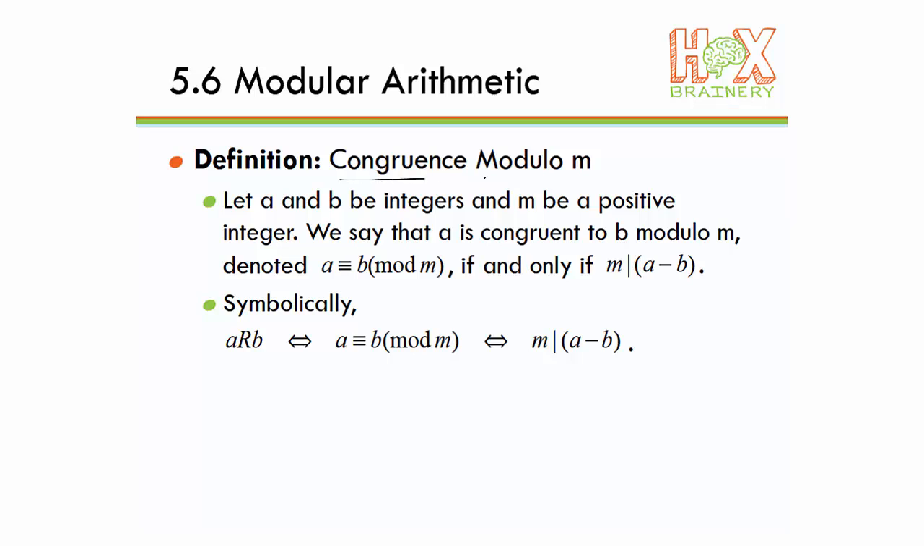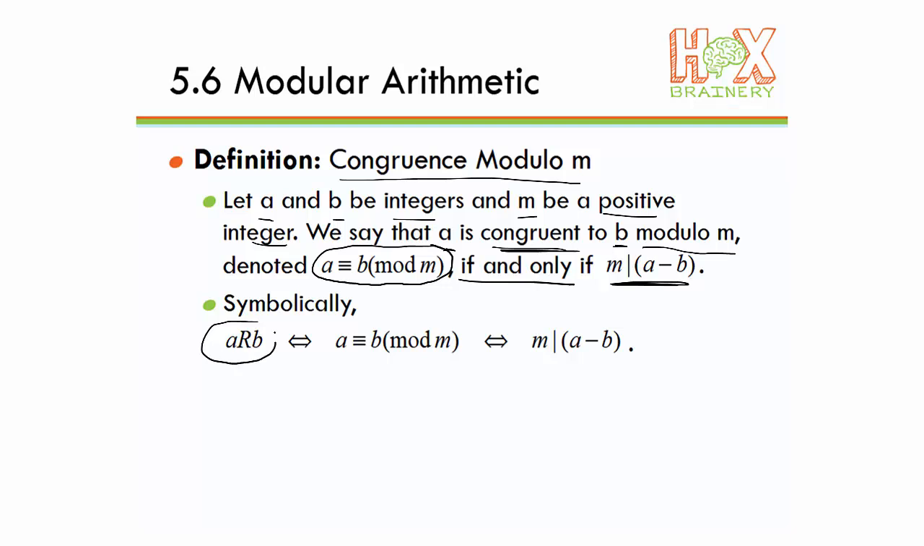So, the definition for congruence modulo M. We let A and B be integers and M be a positive integer. We say that A is congruent to B modulo M, which we denote this way, if and only if M divides A minus B evenly. Symbolically, you can represent it this way: A is related to B if and only if A is congruent to B mod M, if and only if M divides A minus B.